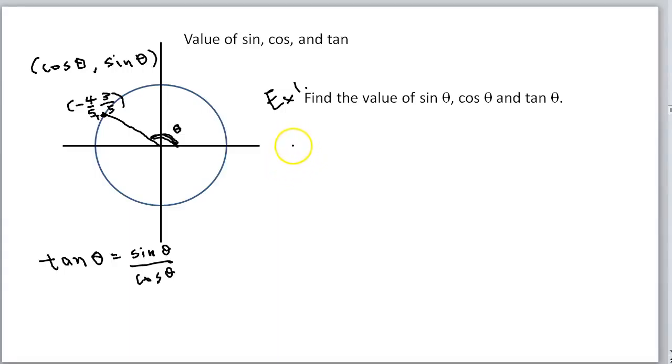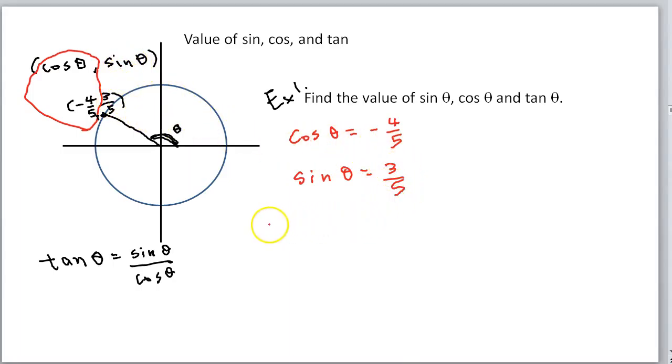Okay, so you'll probably see that the answer is already very straightforward. It's already given to us. Cosine theta is this x-coordinate, so cosine theta is -4/5, and sine theta is the y-coordinate here, so it's 3/5. And then to get the tangent theta, you will need to write down sine over cosine, which is sine theta is 3/5, and cosine theta is -4/5.